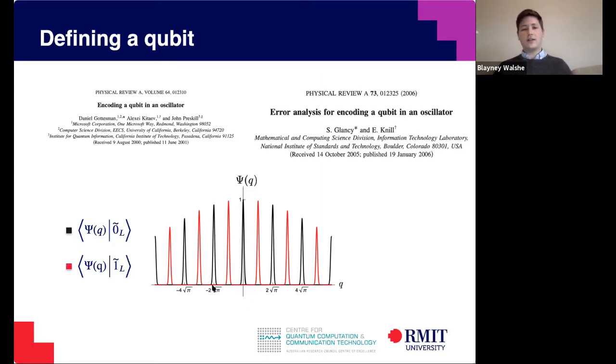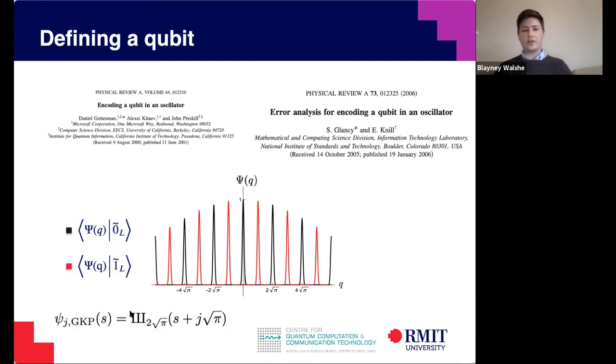So you can see that the 0 state has support on even multiples of square root of pi, but the 1 state has support on odd multiples of square root of pi. So that helps you distinguish between the states, but it also means that a shift by the square root of pi changes 0 to 1. And so essentially, I'm not going to go through all the details, but the Clifford gates are all defined with respect to this GKP encoding, or can be defined with respect to the GKP encoding.